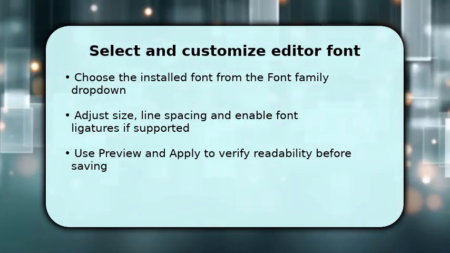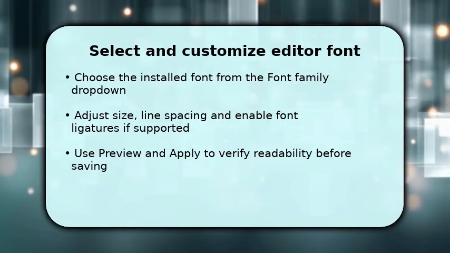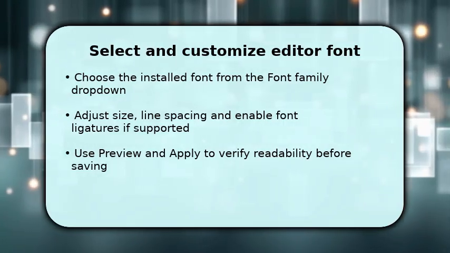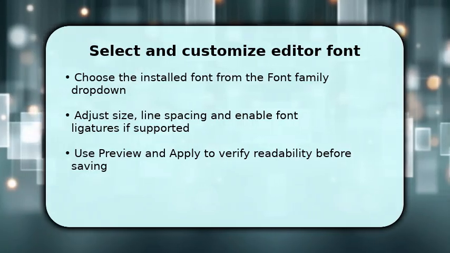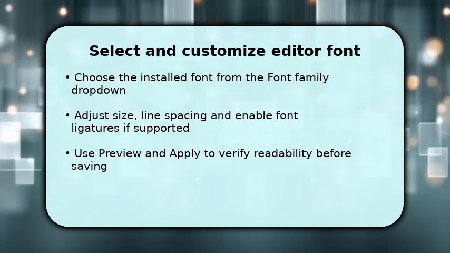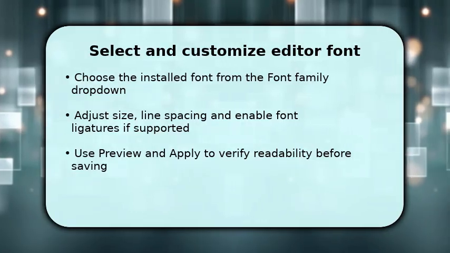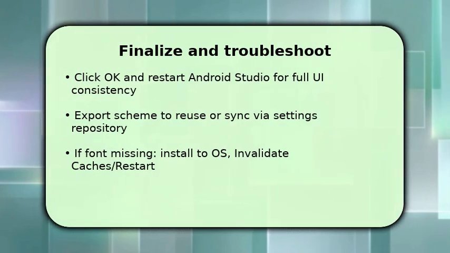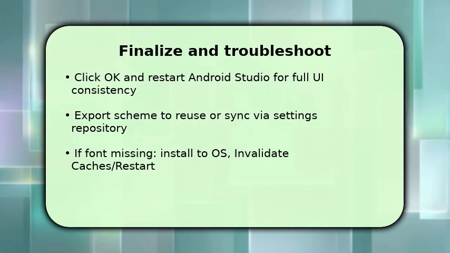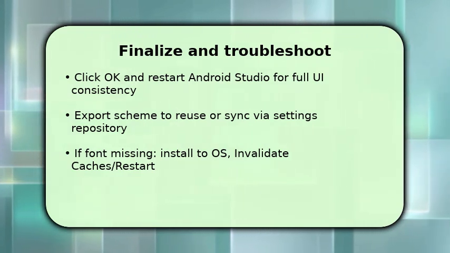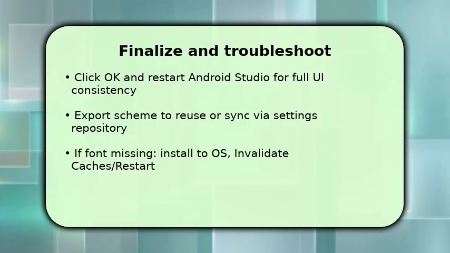Use the preview pane to confirm appearance and then click Apply. This writes the setting to your current scheme. Once satisfied, save or export the scheme so you can reuse. Finish by clicking OK and restarting Android Studio so all editor windows and tool windows pick up the change consistently. Some UI elements only refresh on restart.